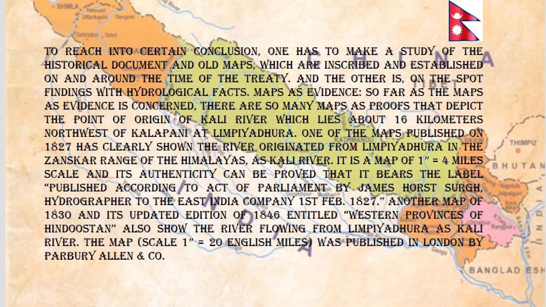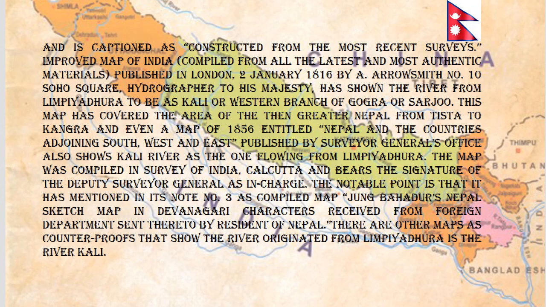Another map of 1830 and its updated edition of 1846, entitled Western Provinces of Hindustan, also shows the river flowing from Limpiyadhura as Kali River. The map, scale 1:20 English miles, was published in London by Parbury Allen & Co. and is captioned as constructed from the most recent surveys.